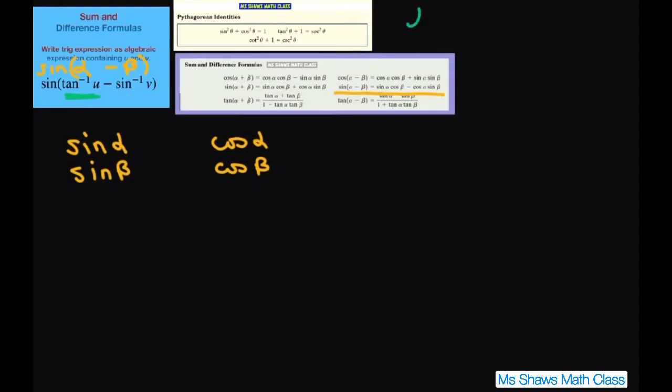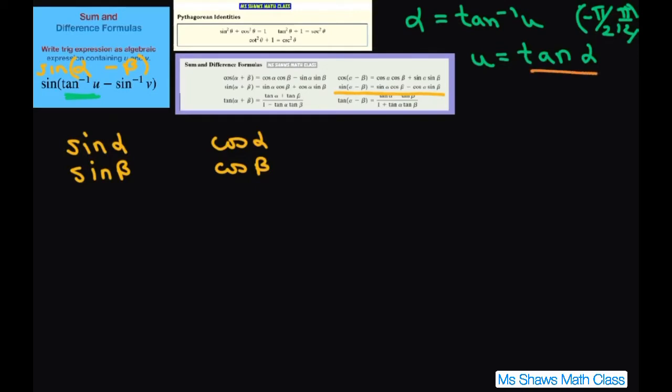So we have alpha. We want that to equal alpha equals inverse tan of u. So u equals tan of alpha. And that's restricted from negative pi divided by 2 to pi divided by 2. All right, so we have tan of alpha. That's not going to help us yet, but let's go ahead and do our beta.